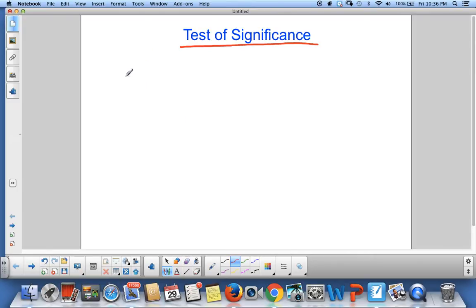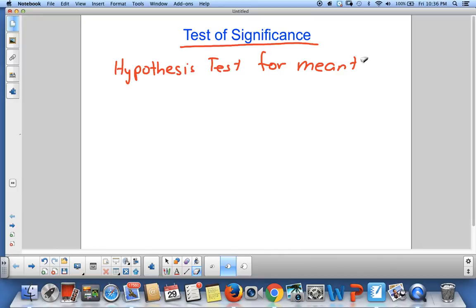So for this one, I'm going to do an example of what we call a hypothesis test for the mean. What that is, we're going to have a statement made, or we call it a hypothesis.